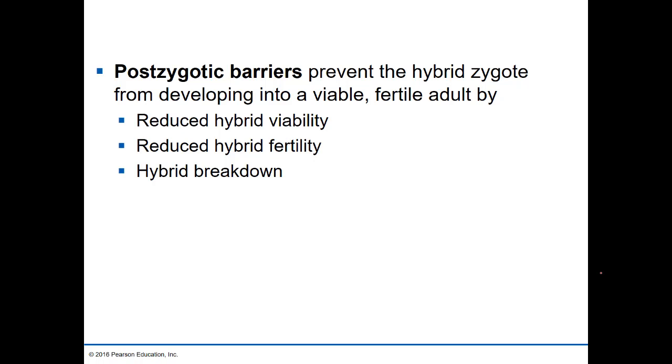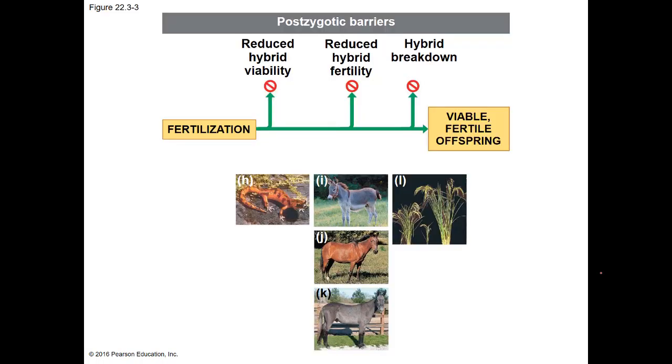Postzygotic barriers are those that prevent the zygote from developing into a viable or fertile adult. And so you've got two species that produce a hybrid that cannot become a viable fertile adult because either the hybrid doesn't make it to adulthood, the hybrid isn't fertile, or there's some sort of breakdown and it's just kind of a dwarfed, mutated, deformed almost, kind of hybrid.